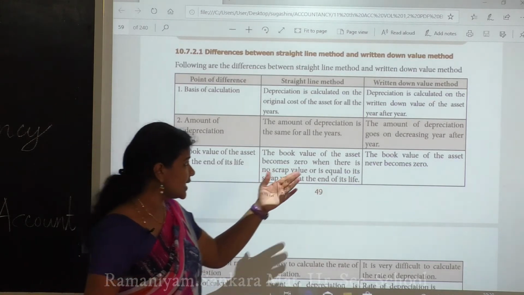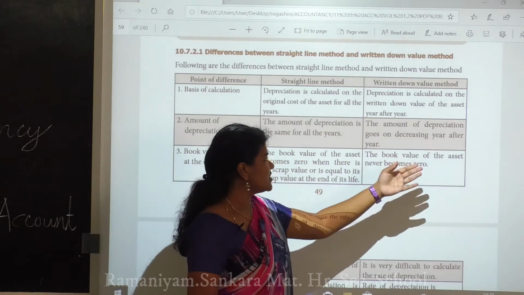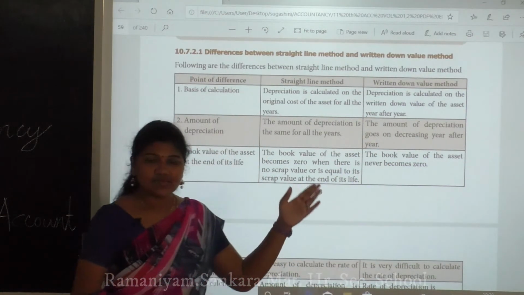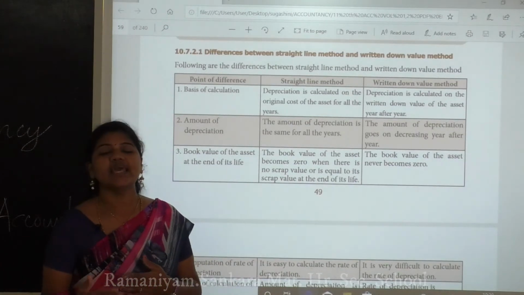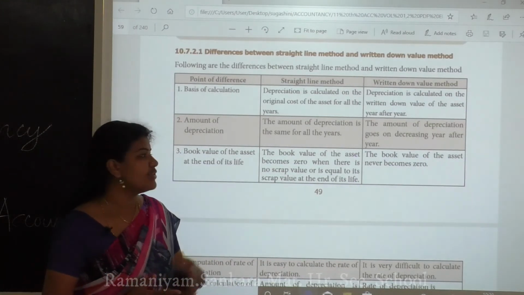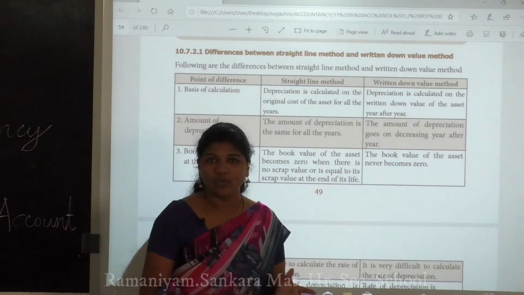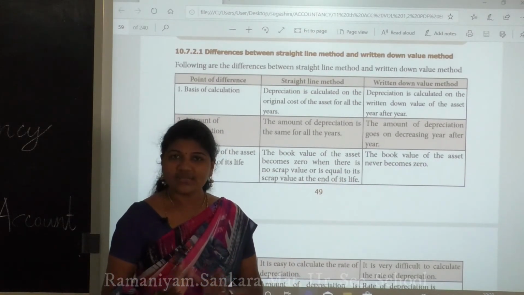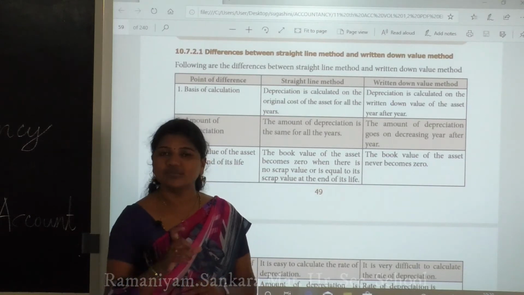Next thing, in the written down value method, the amount of depreciation goes on decreasing year after year. So in the first year one amount, in the second year another amount, like that, the amount depreciated year by year is different.